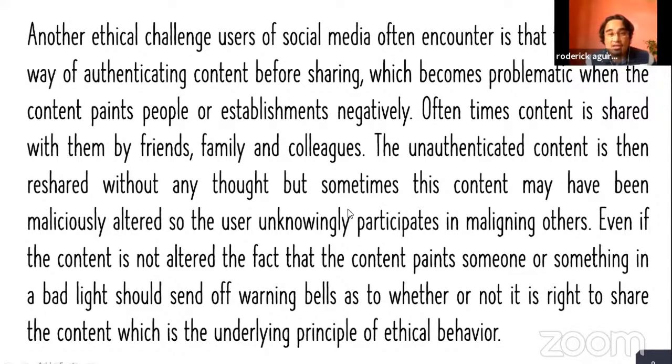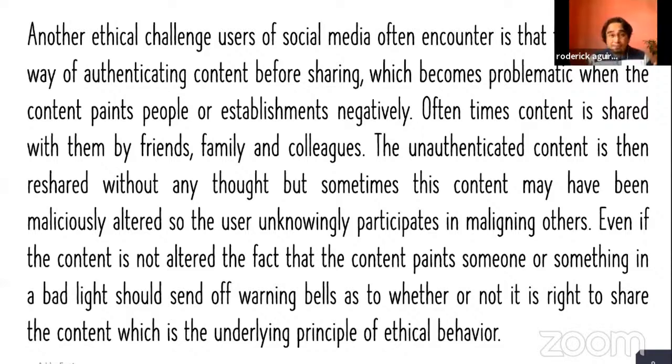The unauthenticated content is reshared without any thought, but sometimes this content may have been maliciously altered so the user unknowingly participates in maligning others. Even if the content is not altered, the fact that the content paints someone or something in a bad light should send off warning bells as to whether or not it is right to share the content, which is the underlying principle of ethical behavior.